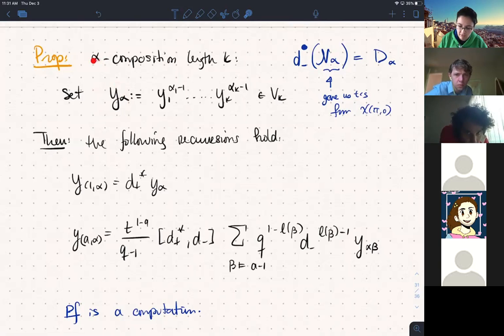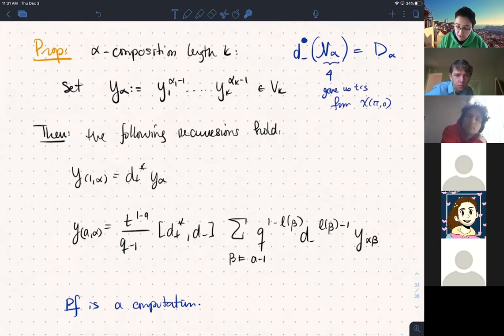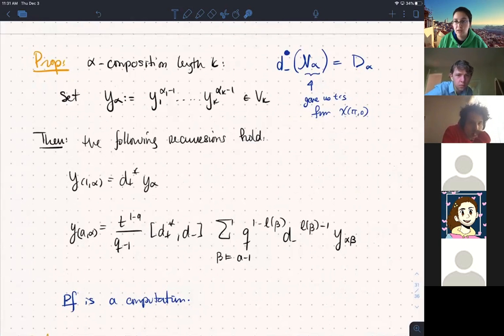Namely, we have a weak composition alpha. We're going to set Y alpha to basically just be the product of these variables y_i with some powers. Nothing exciting there. But the point is that these monomials Y alpha satisfy the following recursions. If you want to go back and look at the notes, you can sit down and compare, and you'll see that these recursions are basically the same as, or very similar to, the ones that N alpha satisfied. And that'll play a big role.